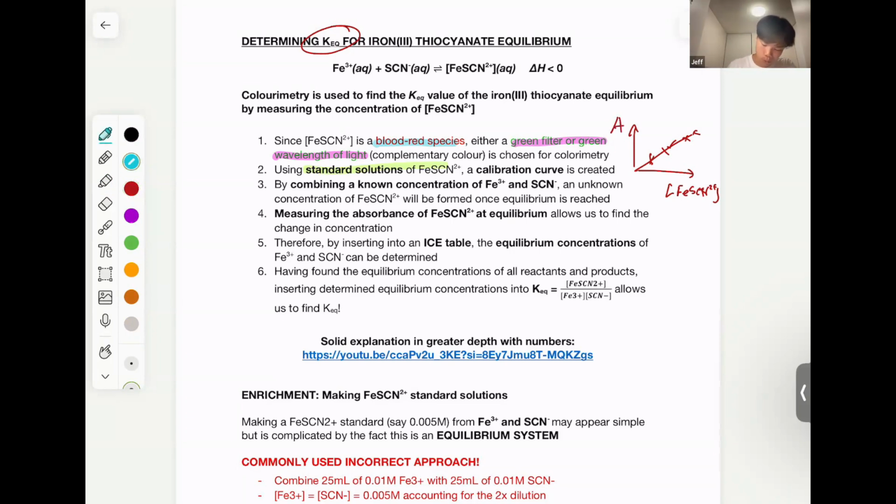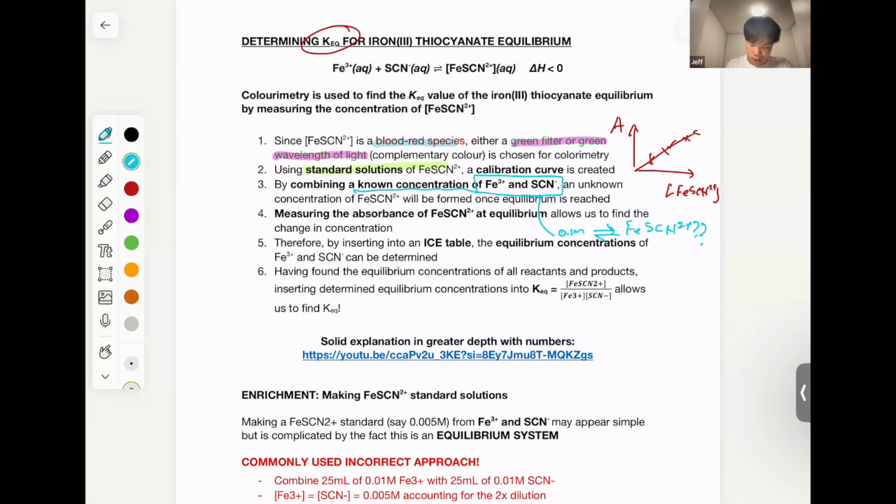Then what you'll do is you combine known concentrations of iron and thiocyanate. So it might be 0.1 molar of each, which allows you to create some iron thiocyanate solution of unknown concentration, because it will be a partial reaction. Not all of the iron and thiocyanate will turn into iron thiocyanate. That's the important part to realize for this step. Only say 50% converts or 60%, we don't know.